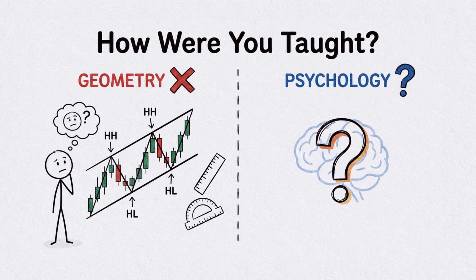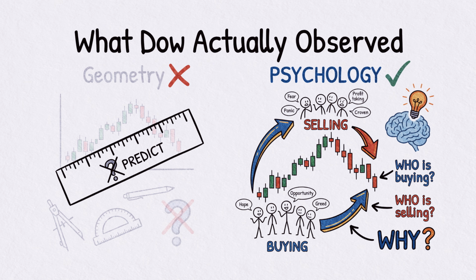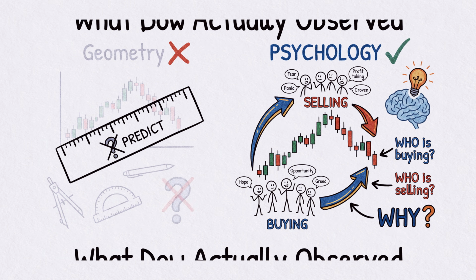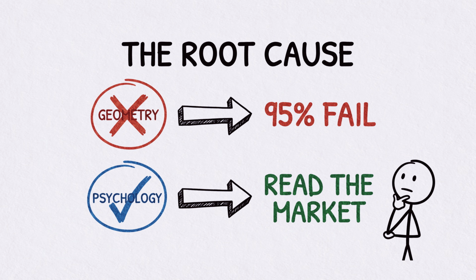Someone taught you Dow theory as geometry. Draw lines, connect dots, wait for breakout. But that's not what Charles Dow observed 130 years ago. He wasn't drawing lines. He was reading psychology. The psychology of who is buying, who is selling, and why. And that distinction, geometry versus psychology, is exactly why 95% of traders fail with this theory.